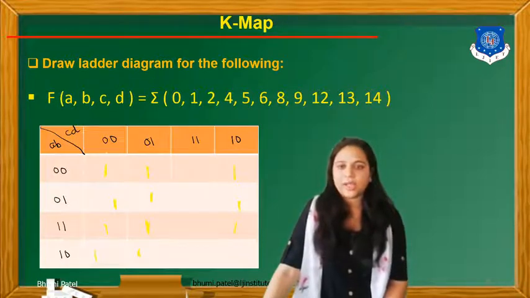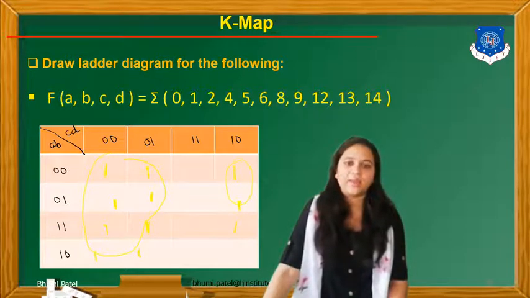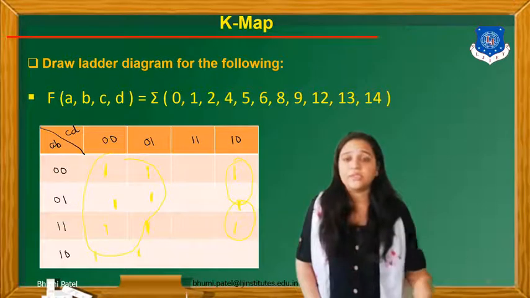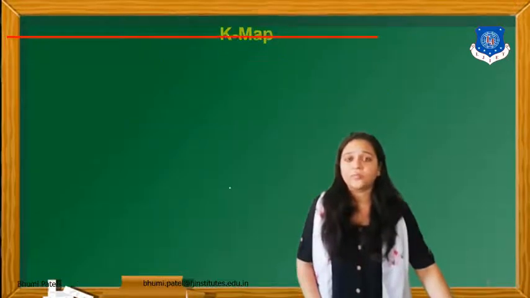So this is my pair and this is my second pair, 1, 1, and again we can put here 1, 1. We can also make the 4, 1 pair. So what is the equation for this particular K-map?